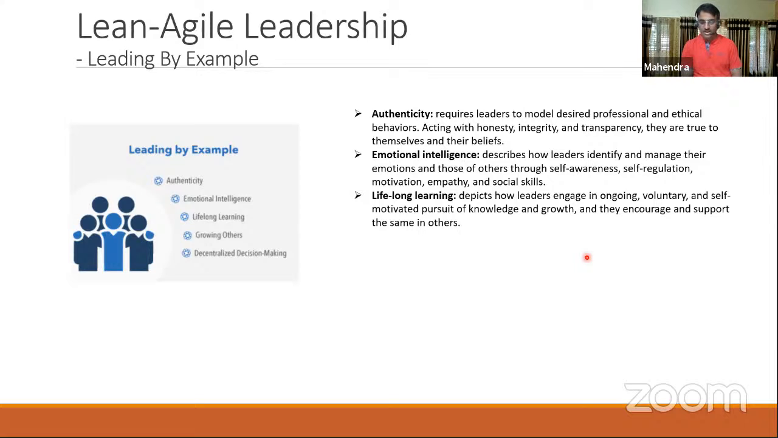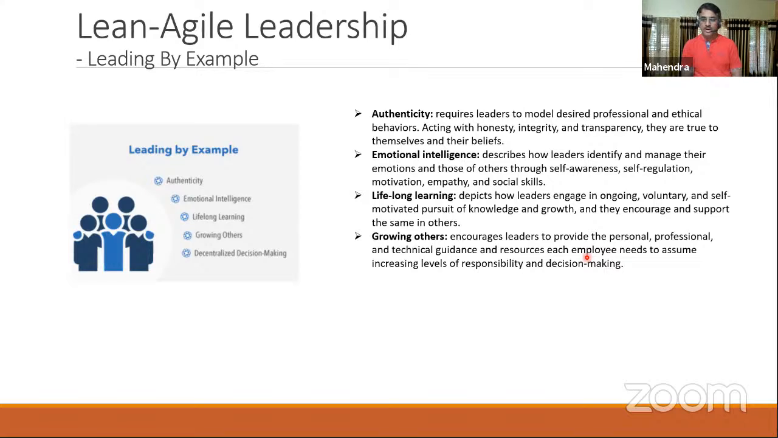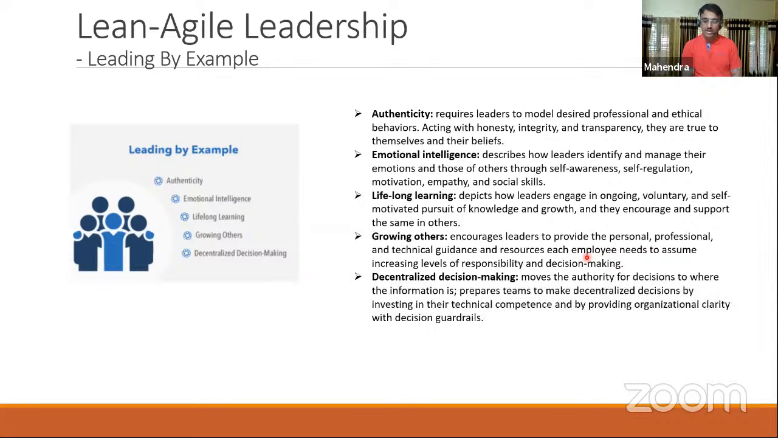So we need leaders thinking in those directions, and they should be interested in growing others. The best leader is the one who can make others grow, rather than himself growing. So the focus is totally different. And decentralized decision making: there should be certain decisions which are taken centrally, yes, but most of the decisions should be decentralized. So that is what is expected from a leader.